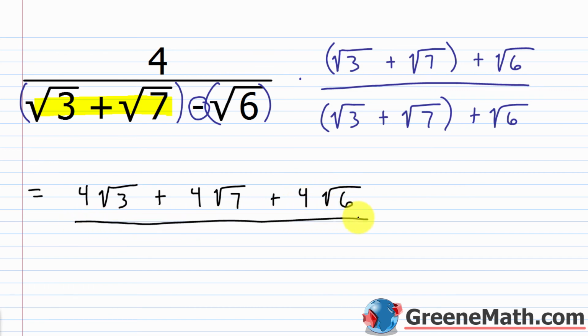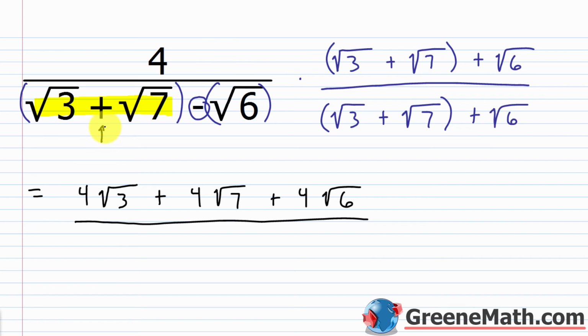Now you can go through this the long way, and you could take, let's say, the square root of 3 and multiply by every term here. Then you could take the square root of 7 and multiply by every term here. Then you could take negative square root of 6 and multiply by every term here. And then you can cancel all those things. Or again, you can realize the shortcut.